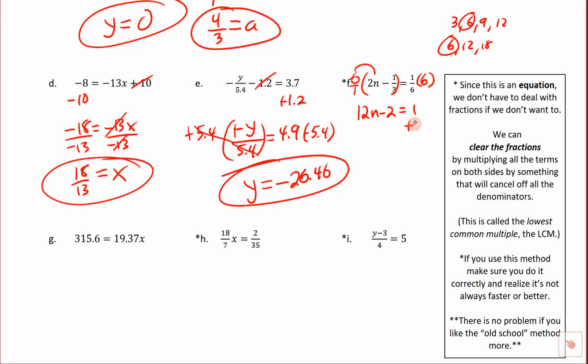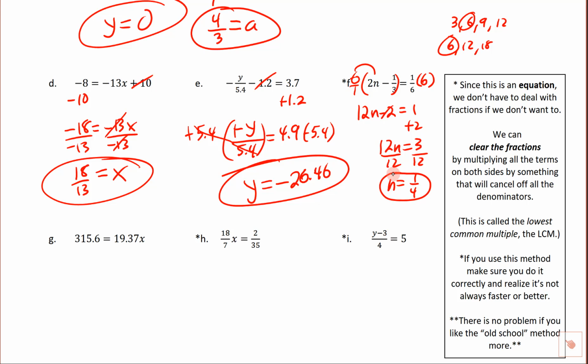So I'm going to go ahead and add 2. We've got 12n equals 3. We're going to divide by 12 on both sides. And then we're going to get n equals, and I can go ahead and reduce this. 3 goes in here once, 3 goes in here 4 times, so the answer on this one is 1/4.